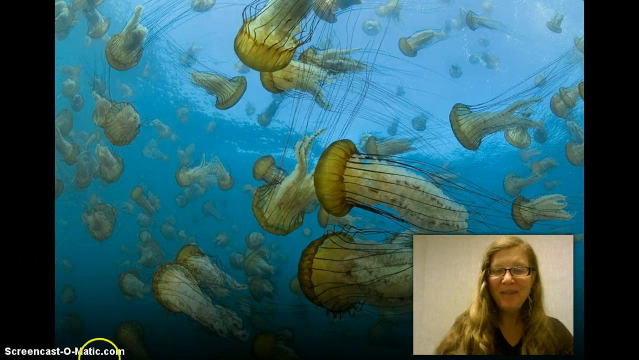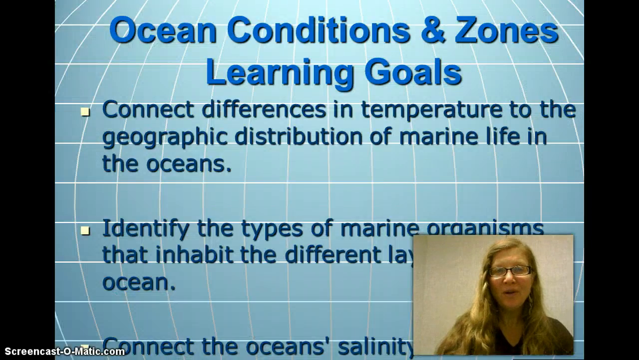Good morning, everyone. This unit is on oceans, ocean zones, and ocean conditions. You're going to be primarily focusing on the following learning goals. You're going to connect the differences in temperature to the geographic distribution of marine life in the oceans. You're going to identify the different types of organisms that live in the different zones and layers of the ocean, and connect the ocean salinity in these different zones to different areas around the world.